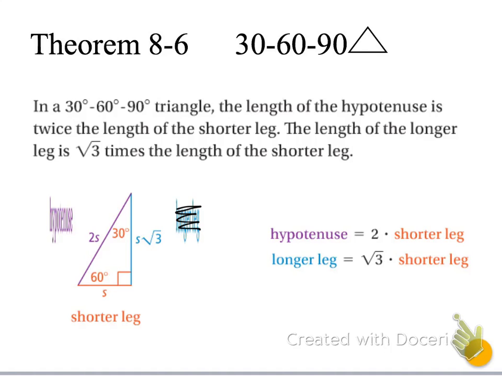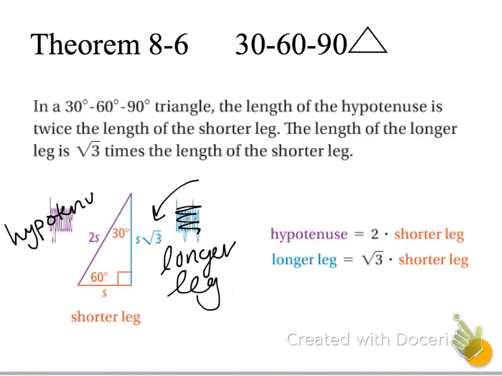This says the longer leg. So your longer leg is always going to be s square root of 3 this time. Your hypotenuse is going to be 2s, and then this is going to be your shorter leg, which is just going to be s. So your hypotenuse is always 2 times your shorter leg. Your longer leg is always square root of 3 times your shorter leg. So honestly, I would just memorize this picture, which is the longer leg, the shorter leg, and the hypotenuse.